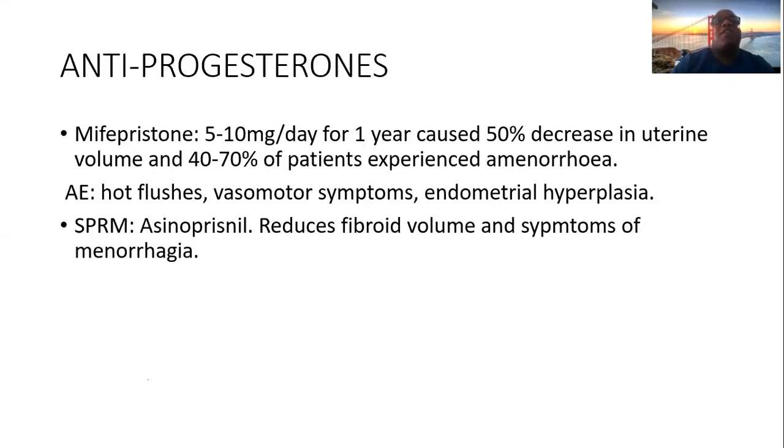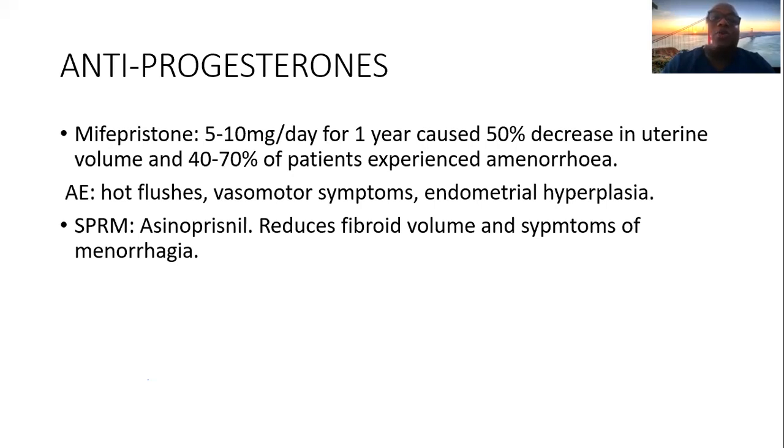And then we have anti-progesterone agents, commonly mifepristone. This is given as a tablet of either 5 milligrams or 10 milligrams per day for a year. This drug has been shown to cause up to a 50% decrease in the uterine volume, and 40 to 70% of patients experience lack of periods or amenorrhea. Side effects include hot flashes, vasomotor symptoms, and endometrial hyperplasia.